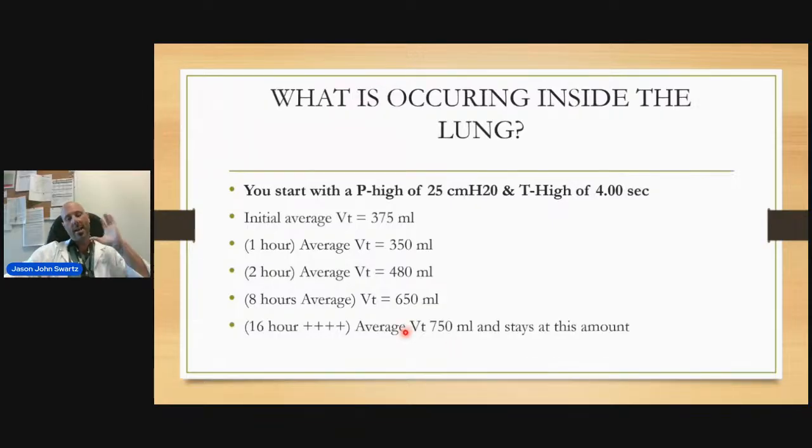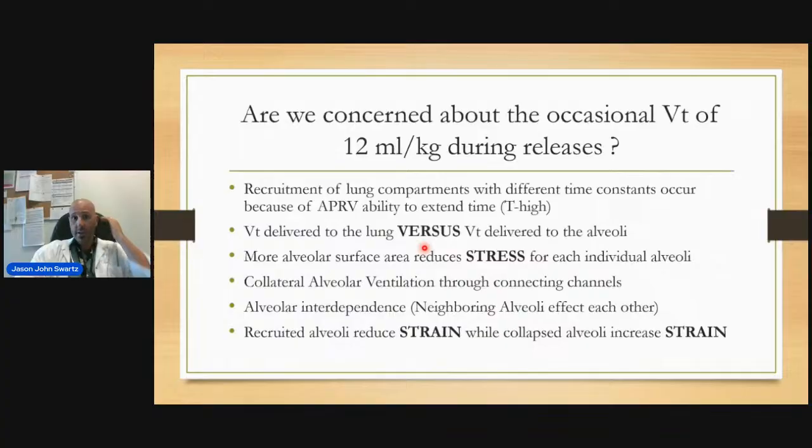If your P high has been constant, and your release volumes are getting bigger and bigger, it means that you're recruiting functional residual capacity. It means that you have a lot more of the lung recruited. And that's why when the lung is fully recruited, it tends to be around 12 mLs per kilogram. So are we concerned about the occasional VTs that hit like 10 to 12 mLs per kilogram during the release? The recruitment of the lung compartments with different time constants occurs because of APRV's ability to extend time.